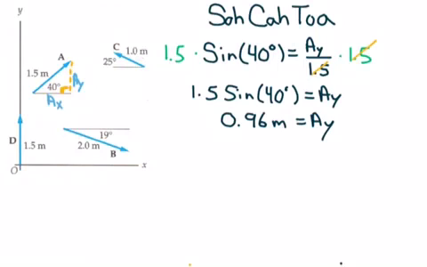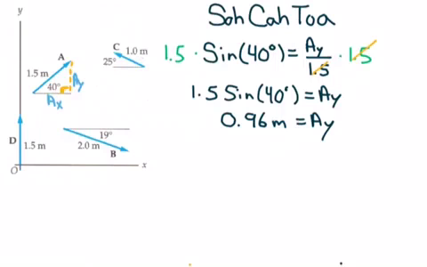Now I check my sign. You can see that this is pointing toward the first quadrant, so it's sort of up and to the right. So I know that my AX needs to be positive and my AY needs to be positive. So it's good that we have a positive number. Now I suggest that you pause the video and try to solve for the x component on your own, and then restart the video to check your answer.